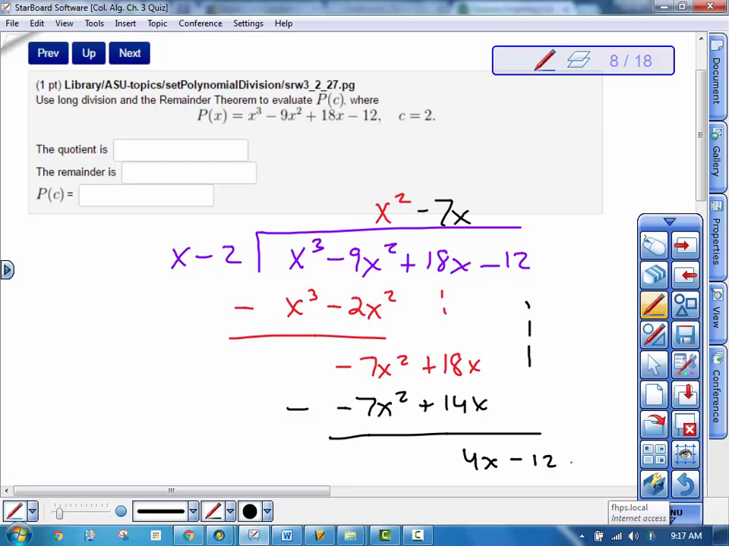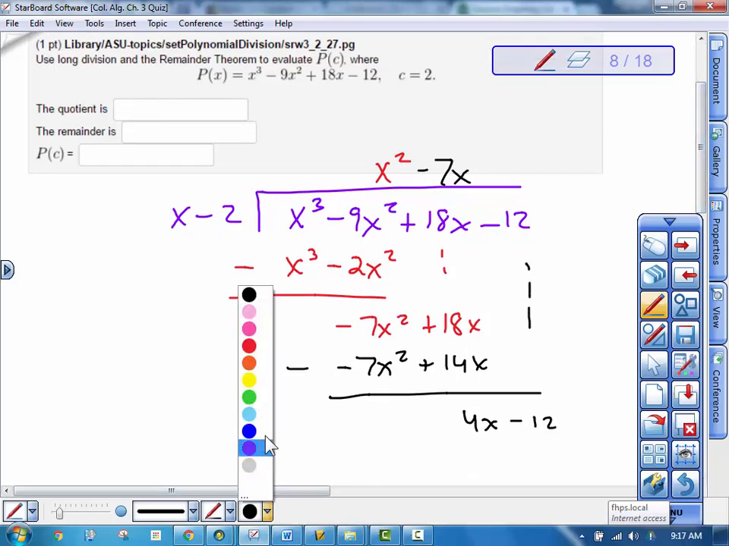Drop down the negative 12, and then start over again. So what do we need to multiply by x to get 4x? That'd be 4. 4 times x is 4x, and 4 times negative 2 is negative 8.